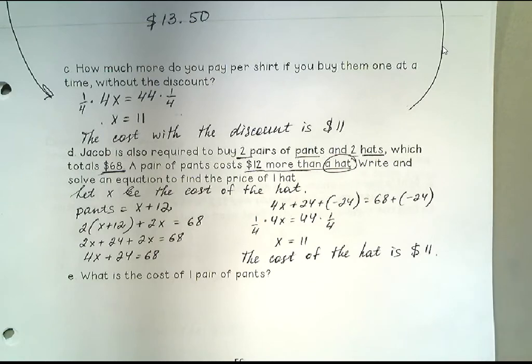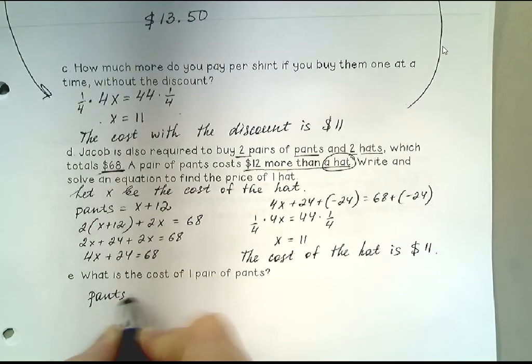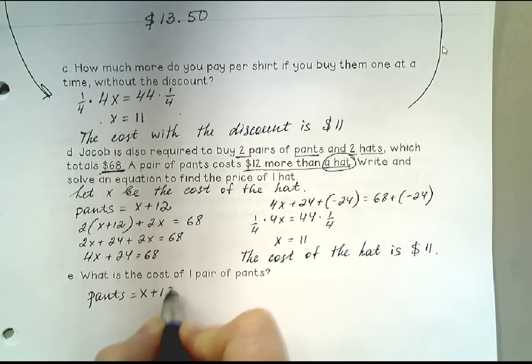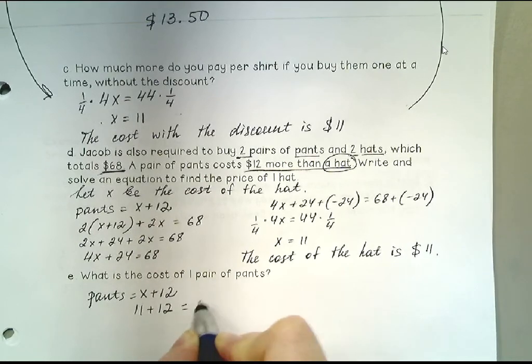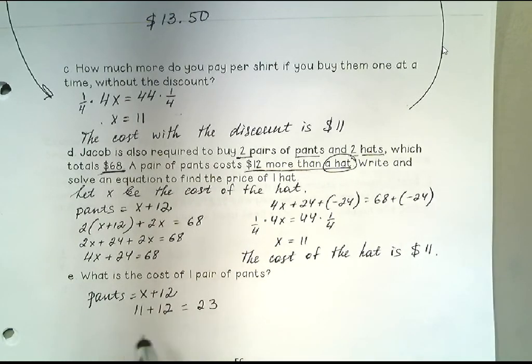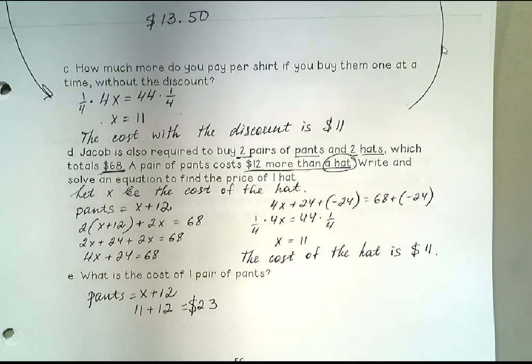Problem E is asking us what the cost of one pair of pants is, and the pants is x plus 12, so it will be 11 plus 12, and that is $23. Just put it here, $23.